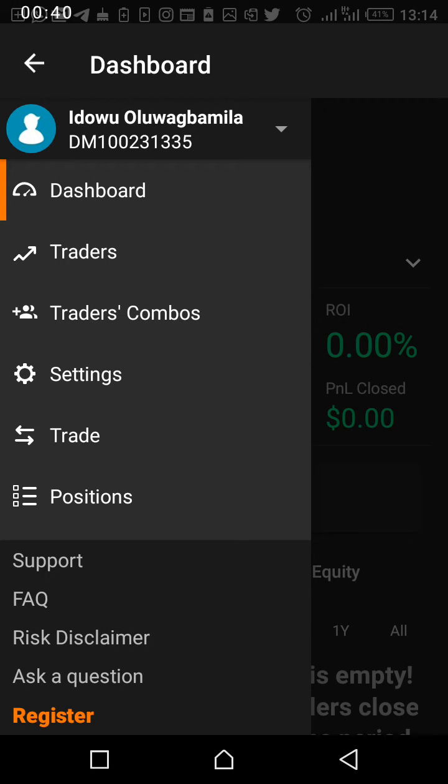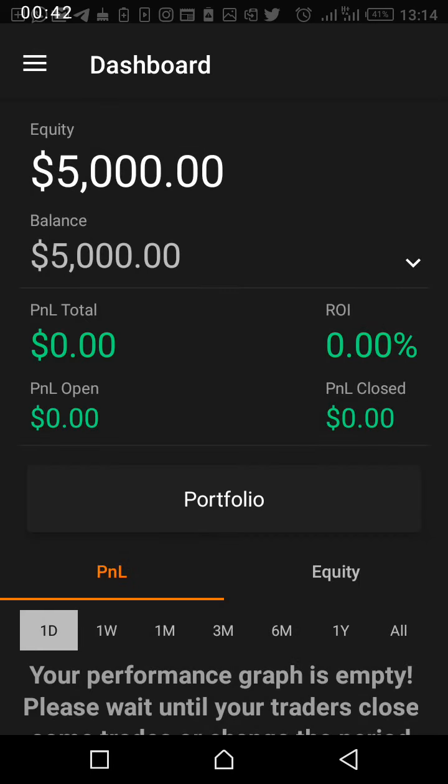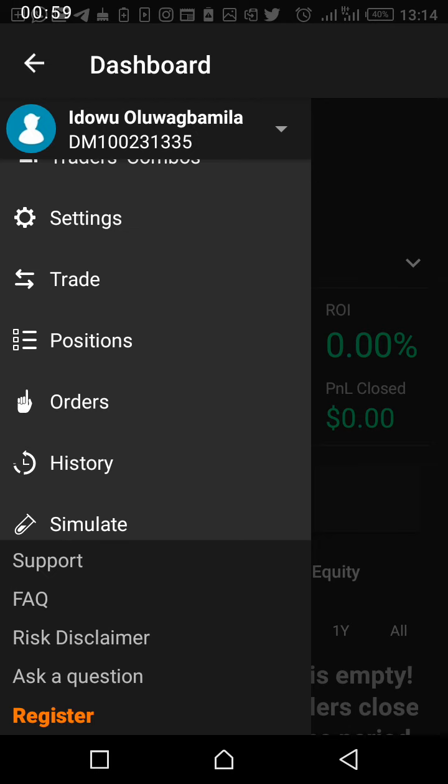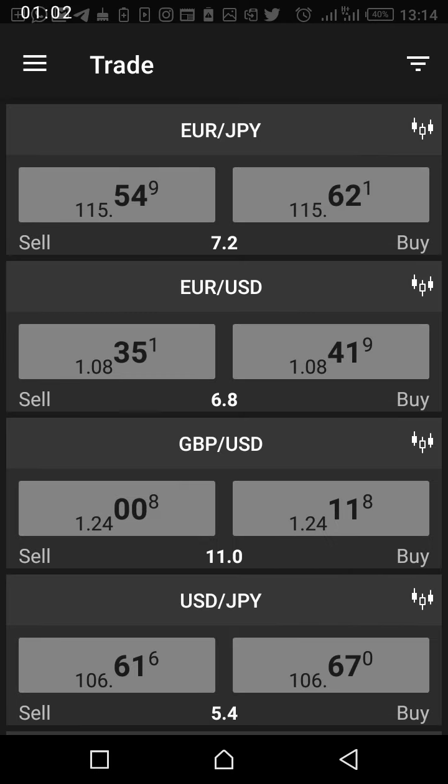Here's your dashboard that shows you your equity, your balance, profit and loss total. Okay. It shows you your profit and loss in open and in closed trades. So here you don't need all these ones. So this is what you need. You need to place a trade.